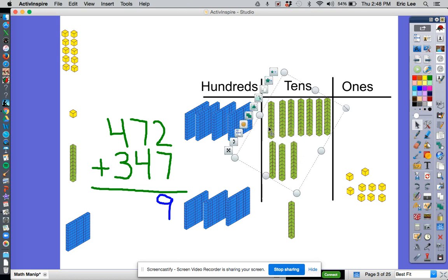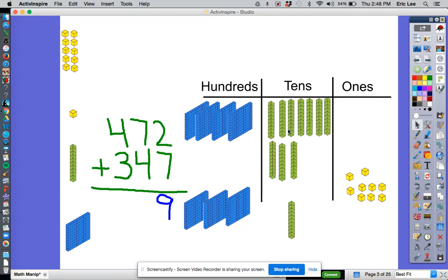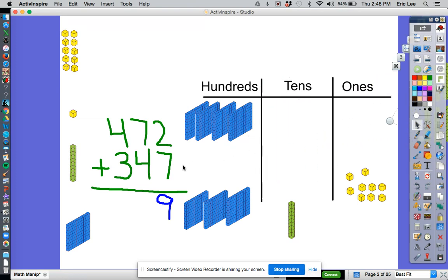So I'm going to take these 10 tens and get these out of here. I'm going to trade them in for 100 here. But I can't leave that 100 in the tens column, even though it is 10 tens. So I'm going to take that 100 and put it right in that hundreds column.